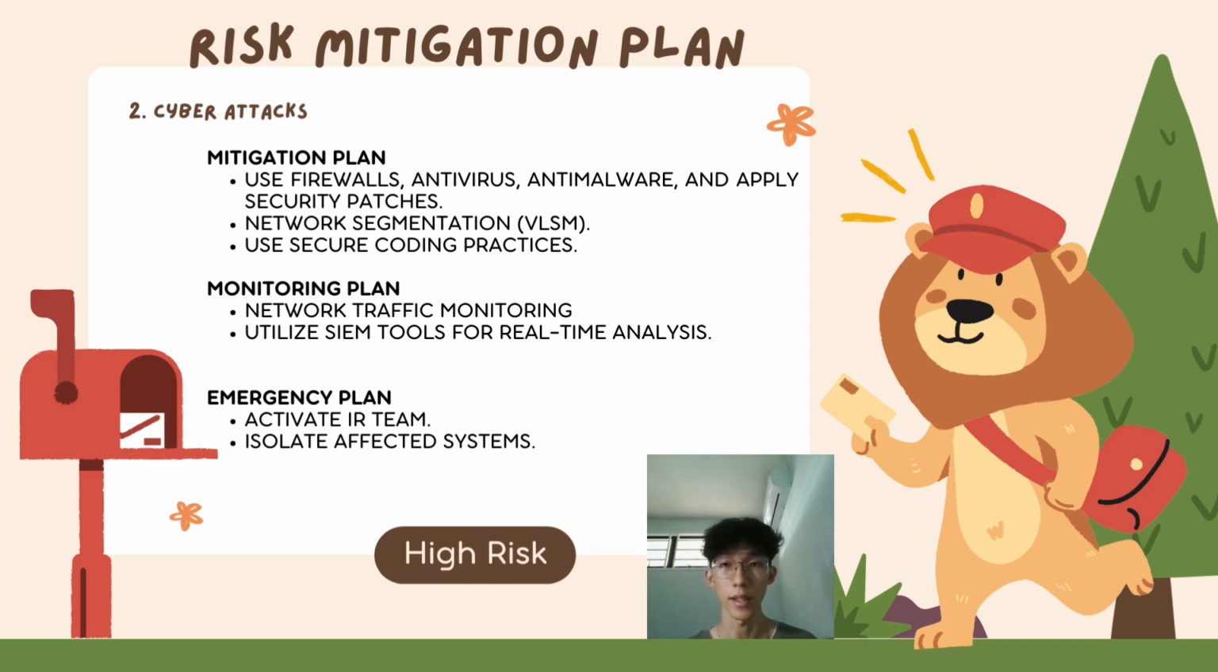And moreover, they can implement network segmentation using variable length subnet mask, which is short form we call VLSM, and strict firewall rules to isolate sensitive parts of the network to reduce the impact of the attack. They must also adopt secure coding practices to prevent vulnerabilities like SQL injection, cross-site scripting, or command injection.